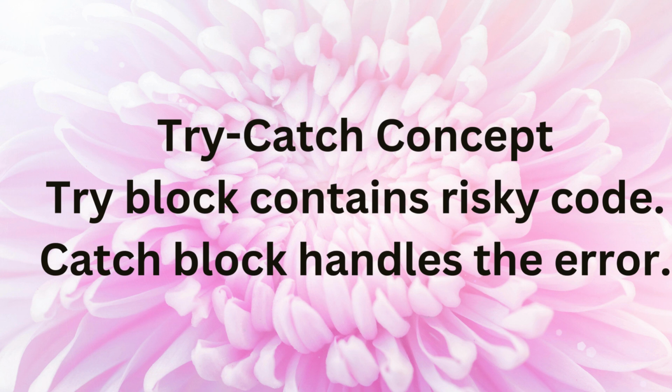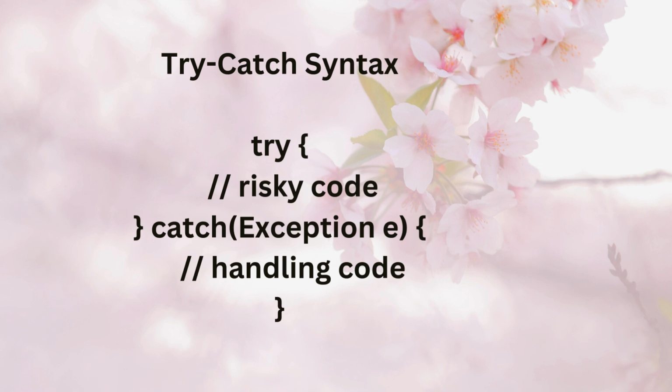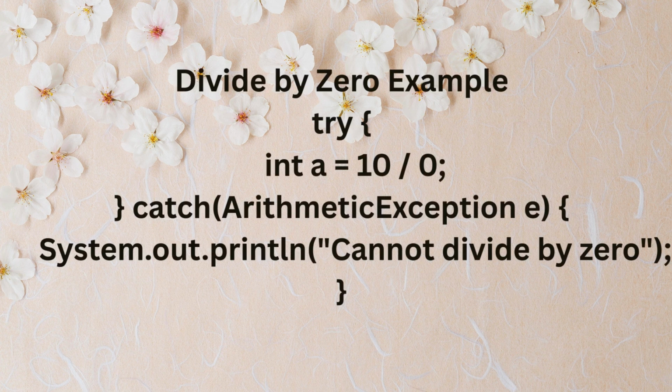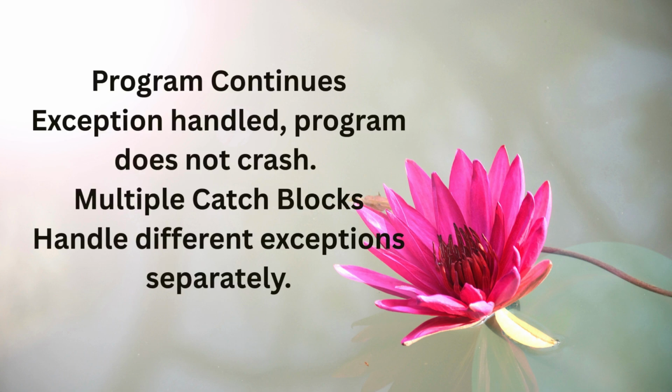The basic syntax of try-catch includes a try block followed by a catch block that catches the exception using an exception object. For example, when dividing a number by 0 inside a try block, Java throws an arithmetic exception. The catch block catches this exception and prints a friendly message like, "cannot divide by 0." Because the exception is handled, the program continues to run normally instead of stopping abruptly.